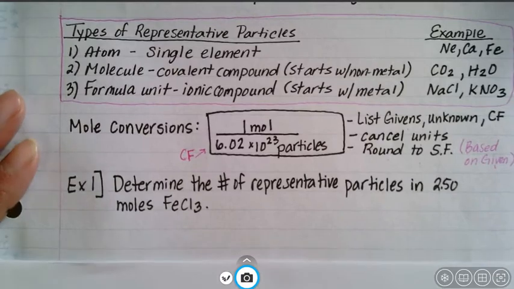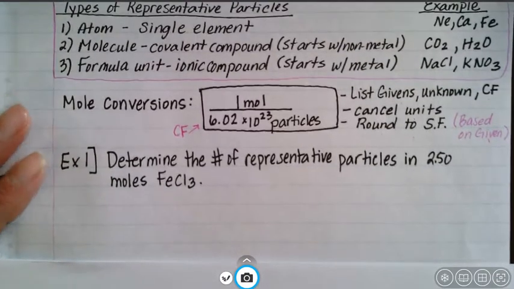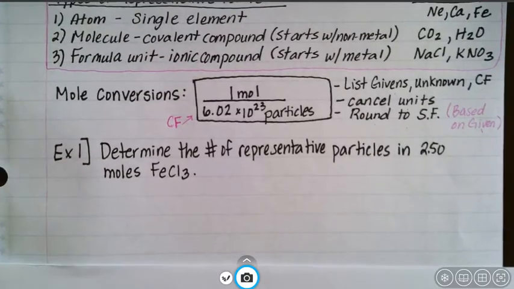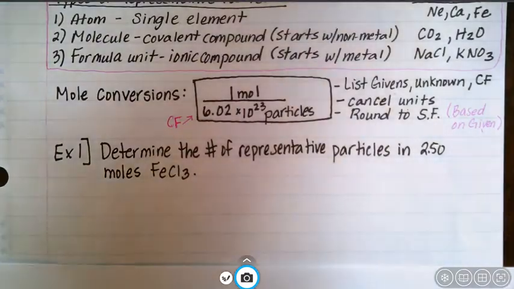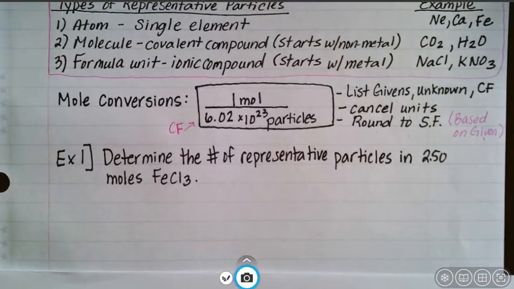Determine the number of representative particles in 2.50 moles of FeCl3. Okay, the first thing I'm actually going to do, before I even start the problem, before I even list my givens, is figure out what FeCl3 is. What type of particle is it? Remember, my options are atom, molecule, or formula unit. It's based on what it starts with.